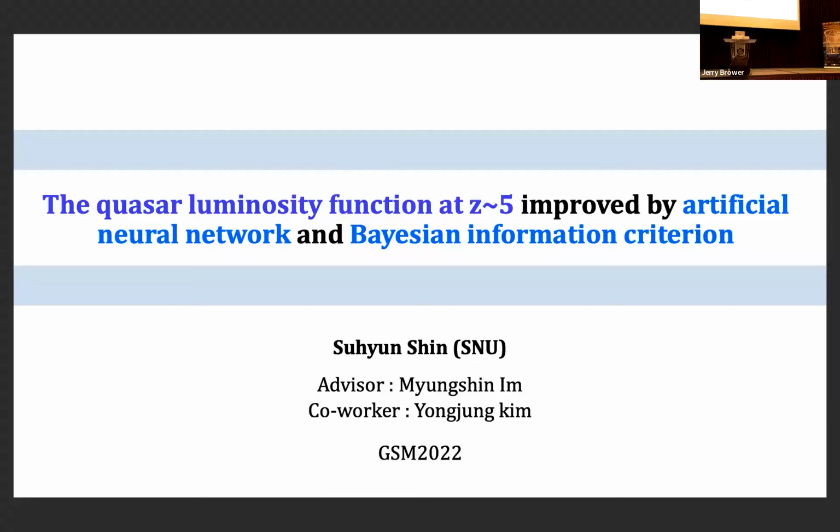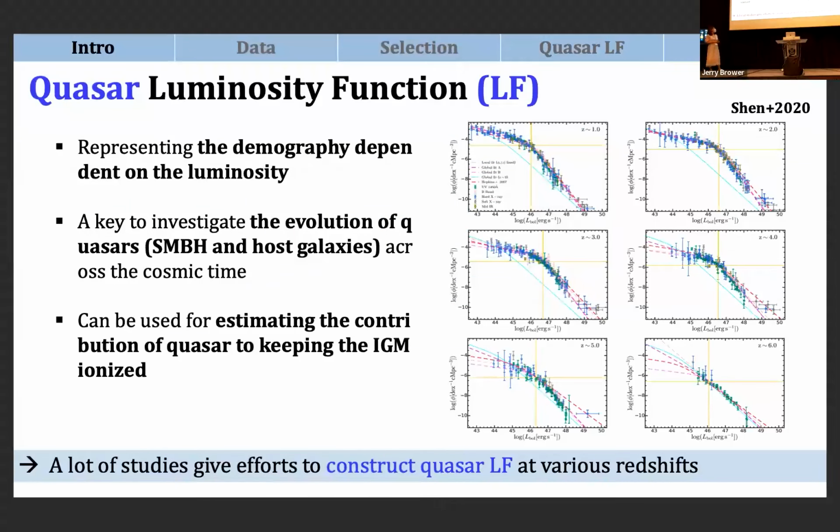Today, I will talk about our research on the quasar luminosity function at redshift 5, improved by artificial neural network and Bayesian information criterion. The quasar luminosity function is the quasar number density as a function of luminosity. Considering that the quasar mode is related to supermassive black holes, it could be a crucial key to investigate the evolution of quasars and the evolution of supermassive black holes and host galaxies.